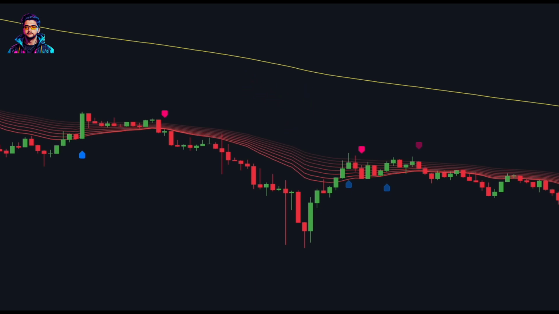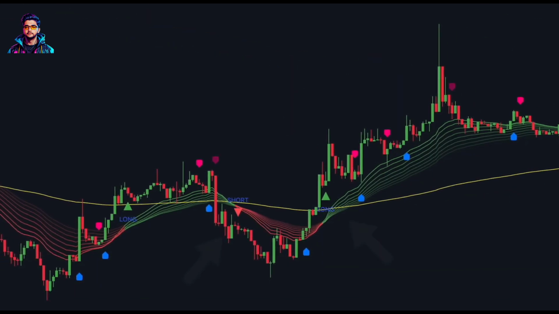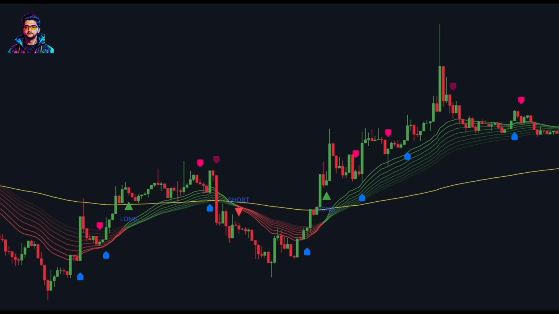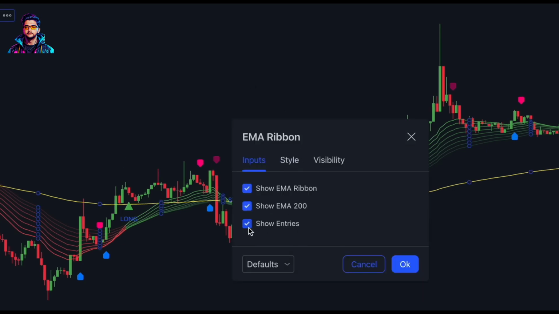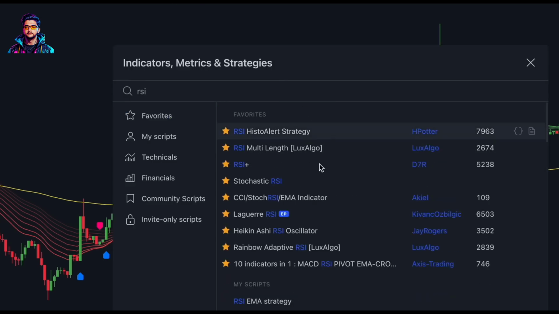The EMA ribbon will help us identify potential buy or sell signals based on the direction of the trend and the location of the price relative to the moving averages. As we can see, this EMA ribbon indicator comes with buy and sell signals. Since we already have a buy and sell indicator on the chart, which is the machine learning, let's actually disable those EMA ribbon signals. If we take a look at the chart, we can see that this indicator does filter out a lot of fake signals, but there are still some left. That's why ChatGPT suggested using the relative strength index as secondary confirmation.